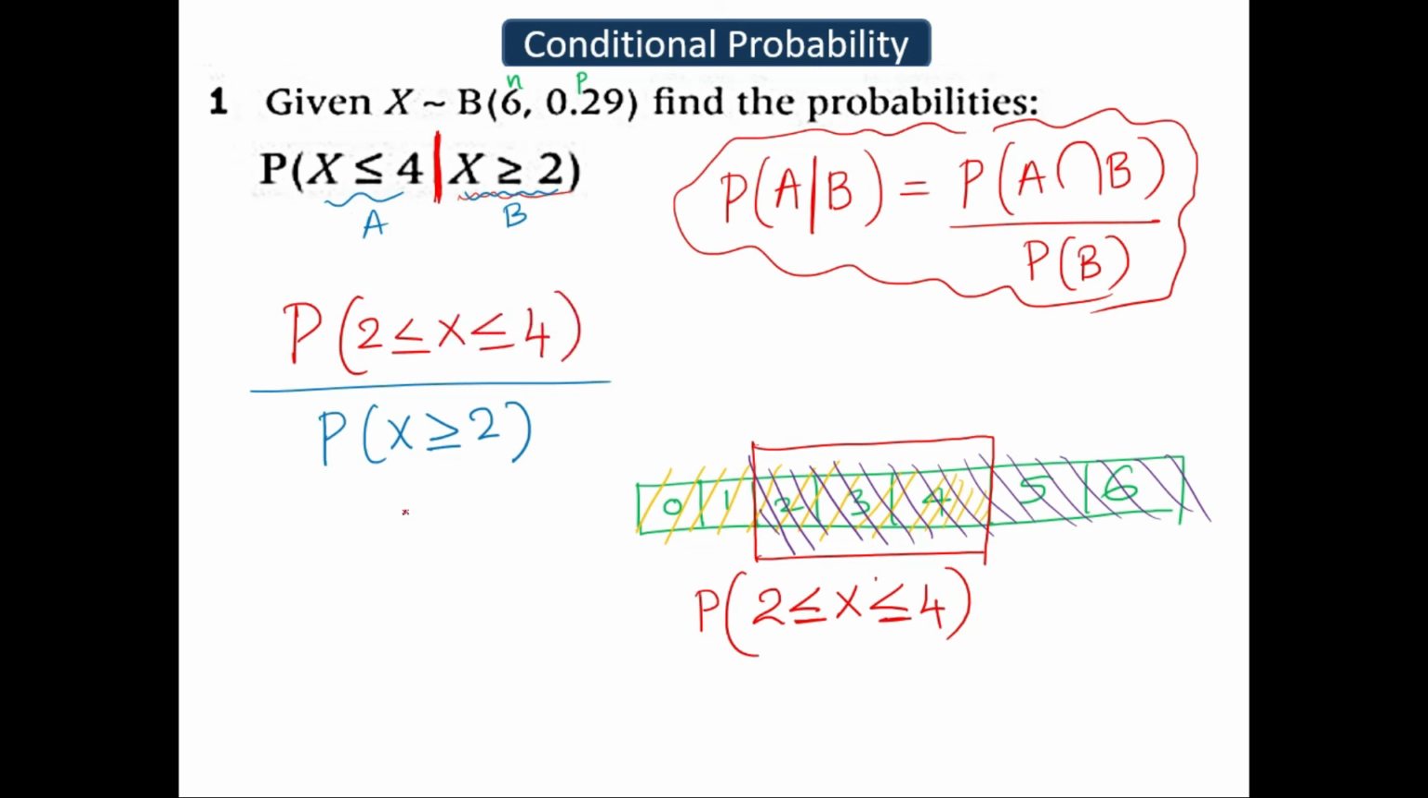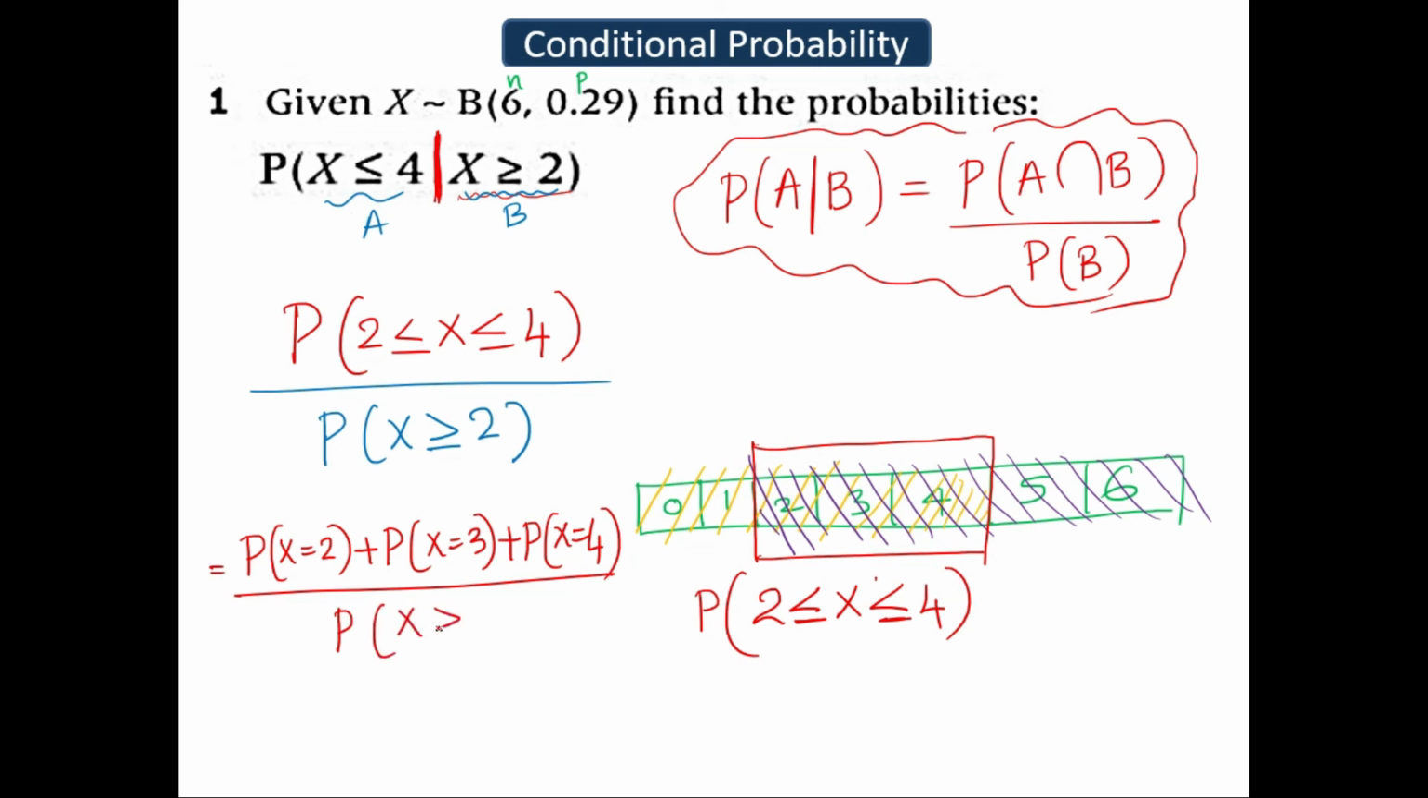So that's it. You can use your GDC to find the value. So you'll have the probability of x equals 2 plus the probability of x equals 3 plus the probability of x equals 4, over the probability of x greater than or equal to 2.